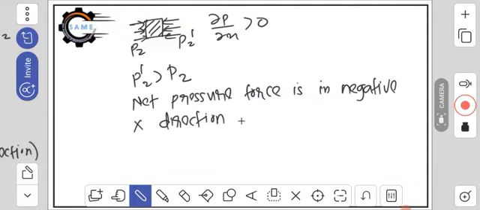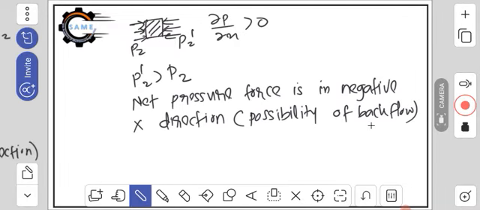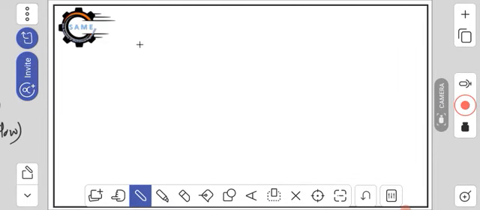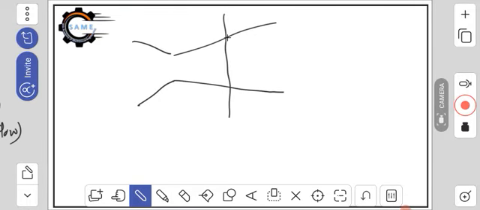If this force is in the negative x direction, it is opposite to the flow direction, so there is a possibility of backflow here. You understood this? Any doubt? Let me explain how the backflow occurs. This is our venturimeter, with a convergent section and a divergent section. If I take a section here, initially the velocity profile is like this, but there is a possibility of the velocity profile looking like this in case of backflow. At this section the flow is like this, but here there is a reverse flow or backflow.